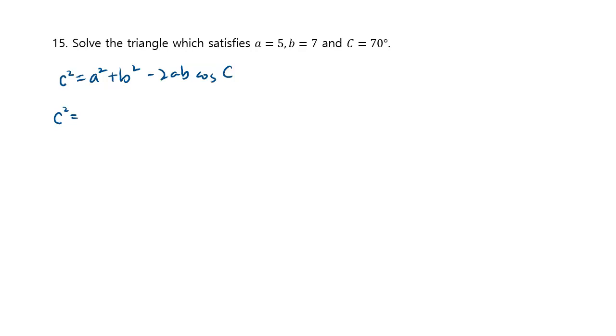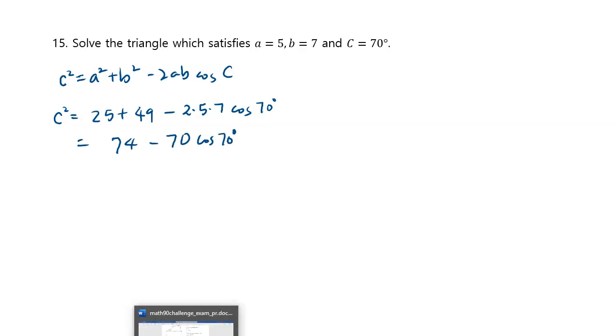C squared would be A squared, which is 25. B is 7, so 7 squared, that's 49. Minus 2 times 5 times 7, cosine of 70 degrees. 25 plus 49 is 74, minus 70 times cosine 70 degrees. That's what we need to do. So let's apply the calculator.